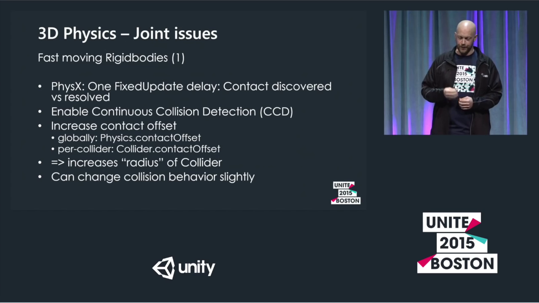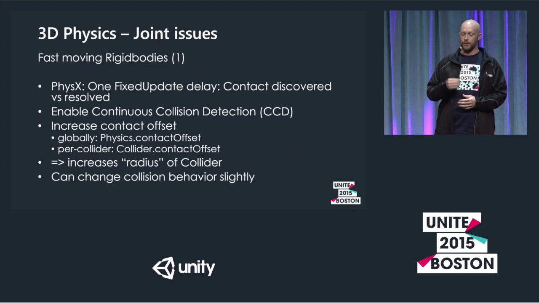Of course, the first thing you should do when you have very fast-moving objects is to enable continuous collision detection. This is a system that behind the scenes does some sweeps. It extends the bodies in time, so it can figure out when the bodies are colliding and apply a correction force to them.